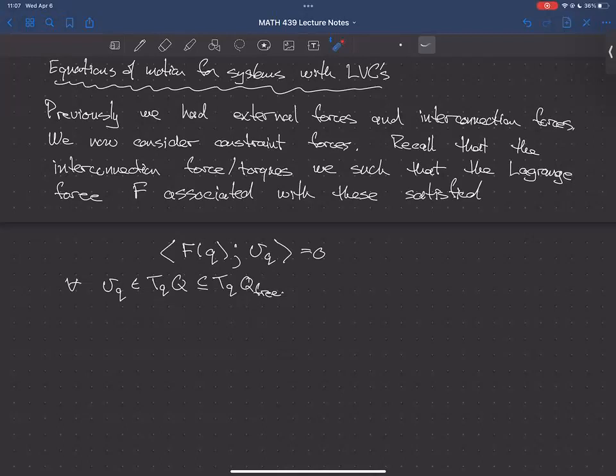Now we're going to do something analogous for constraint forces. I think it's not too difficult to imagine at this point what that's going to be: we're going to additionally require not just that they annihilate things in here, but that they annihilate things in D_q. So, a definition. Let me try to say this a little bit carefully.